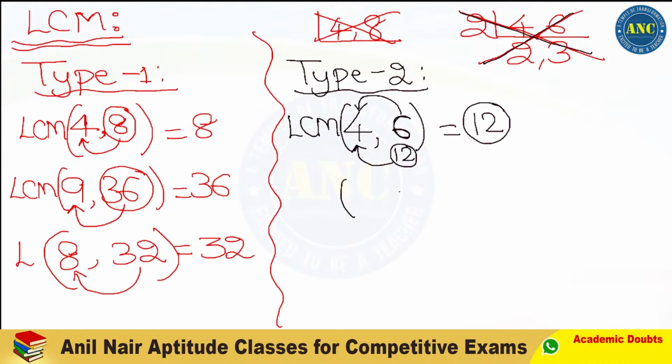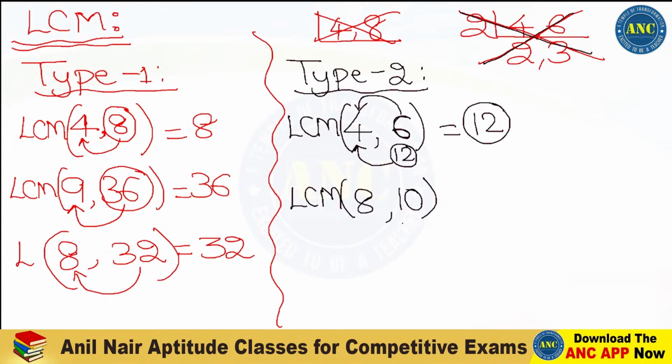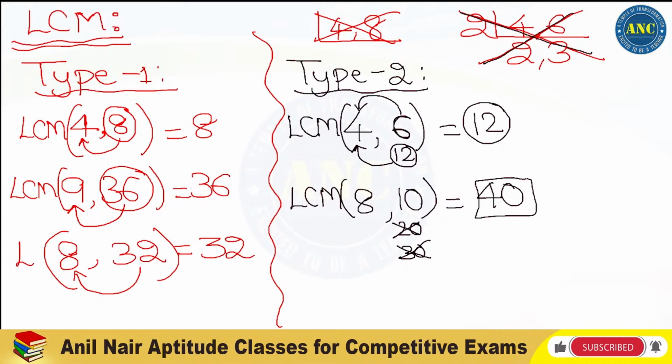Suppose, let us take another two numbers, for example 8 and 10. Bigger number is 10. 10 is not a multiple of 8. Take the next multiple of 10. Next multiple of 10 is 20. It is also not a multiple of 8. Next multiple of 10 is 30. 30 is also not a multiple of 8. Next multiple of 10 is 40. Is 40 a multiple of 8? Yes. 40 is a multiple of 8. Therefore, the LCM should be 40.